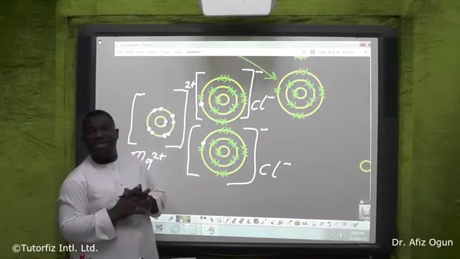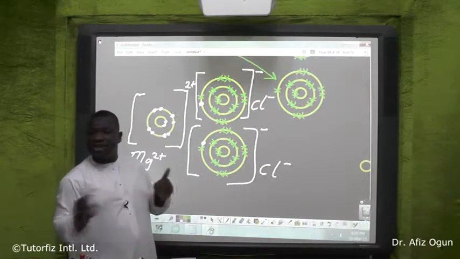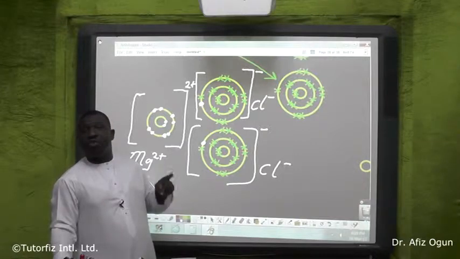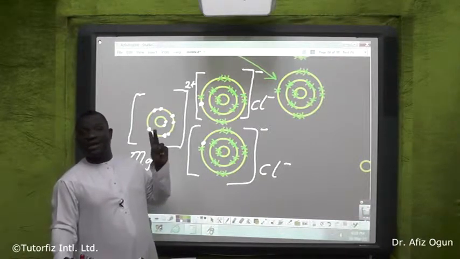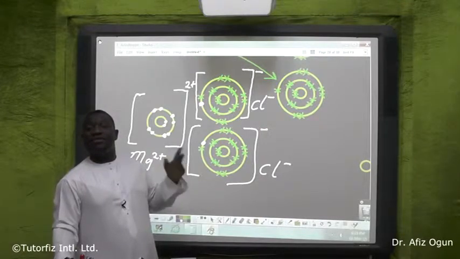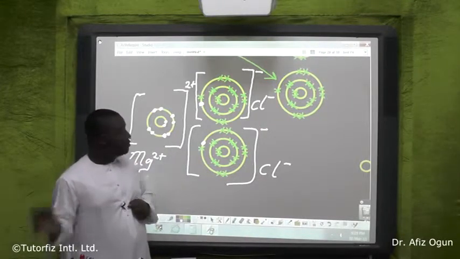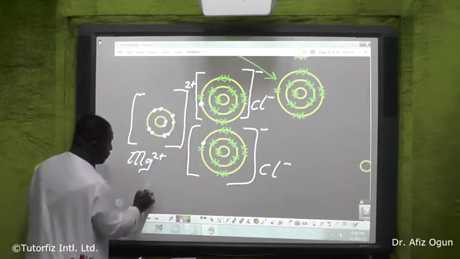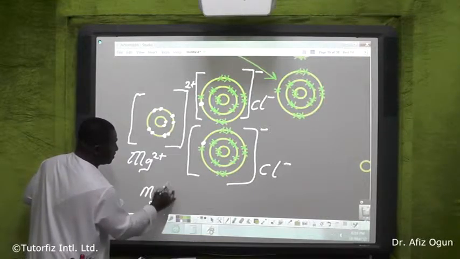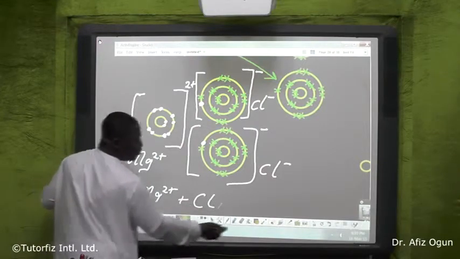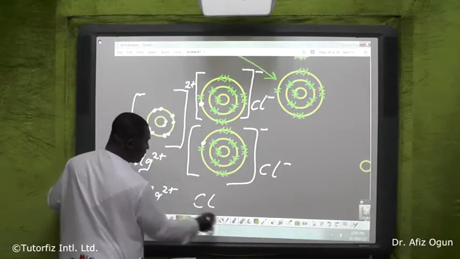Don't forget, magnesium cannot lose just 1, so it needs to lose 2 to have its outer shell complete. It cannot give the 2 to 1 chlorine, because chlorine needs only 1, so it needs another chlorine to take the extra 1. Don't forget that. So you can see magnesium is a very lucky man. It's marrying 2 wives at the same time because it has enough to give the 2 of them.